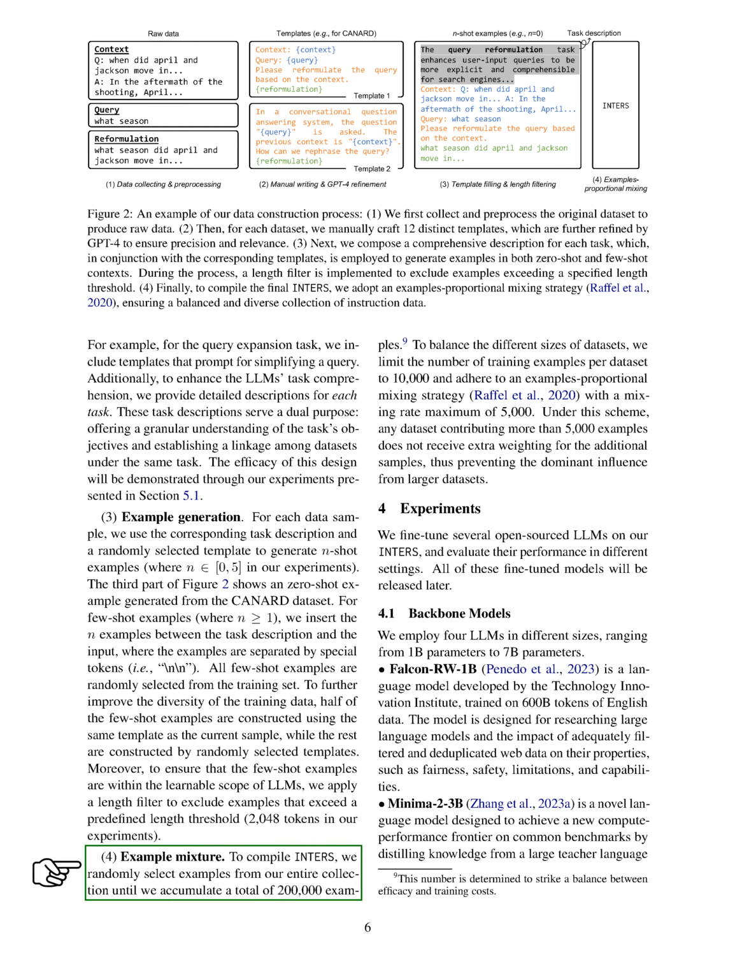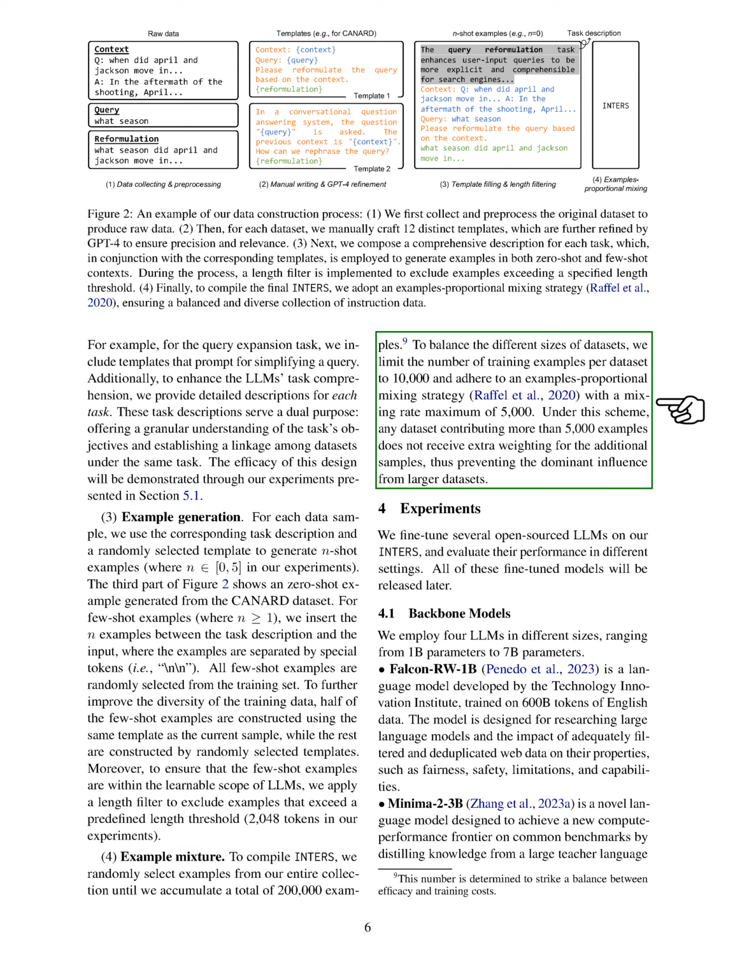4. Example mixture. To compile INTERS, we randomly select examples from our entire collection until we accumulate a total of 200,000 examples. This number is determined to strike a balance between efficacy and training costs. To balance the different sizes of datasets, we limit the number of training examples per dataset to 10,000 and adhere to an examples proportional mixing strategy with a mixing rate maximum of 5,000. Under this scheme, any dataset contributing more than 5,000 examples does not receive extra weighting for the additional samples, thus preventing the dominant influence from larger datasets.